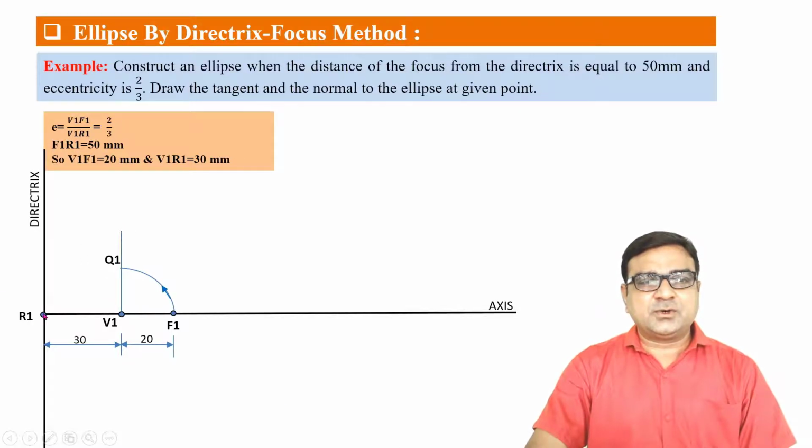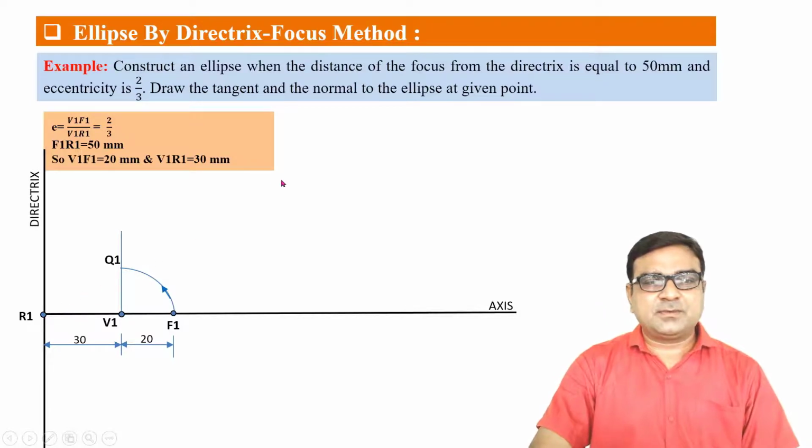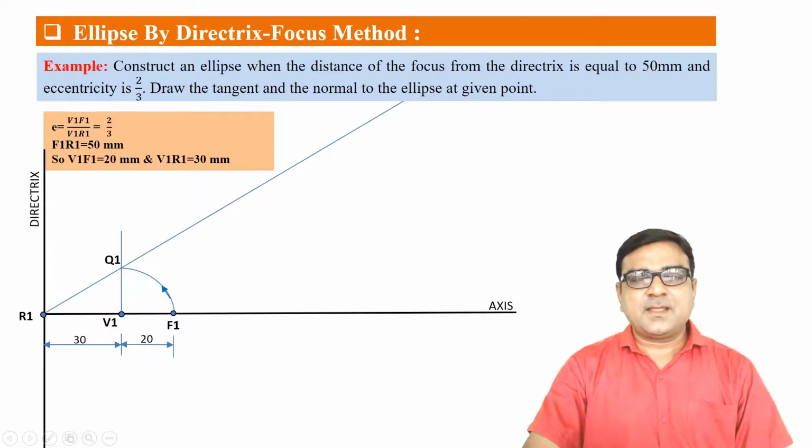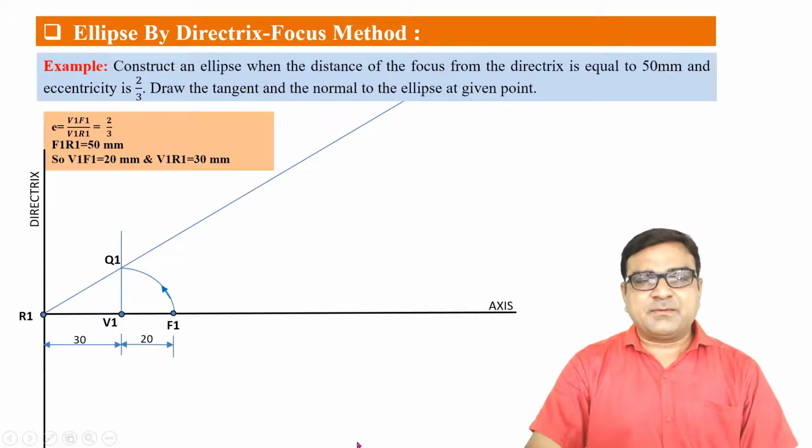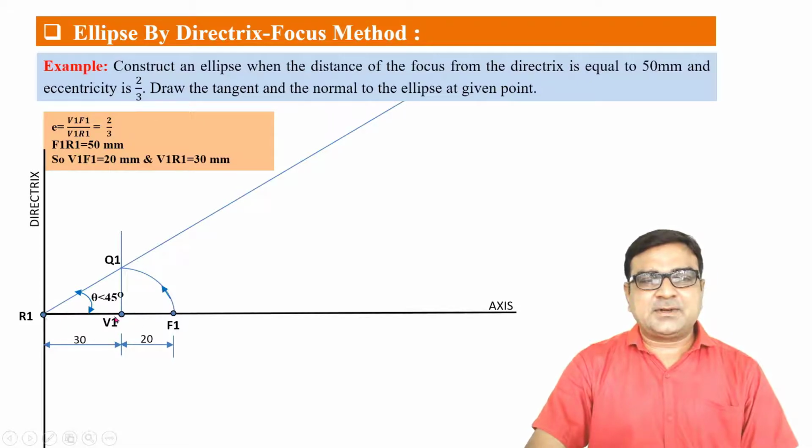Now draw a line from R1 passing through Q1, and also draw a line from F1 inclined 45 degrees to the axis. Here this angle is always less than 45 because V1F1 is less than R1V1. So Q1V1 is always less than R1V1. So this angle for an ellipse is always less than 45 degrees.